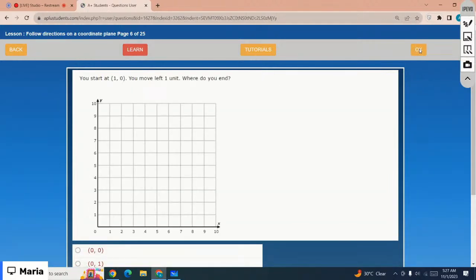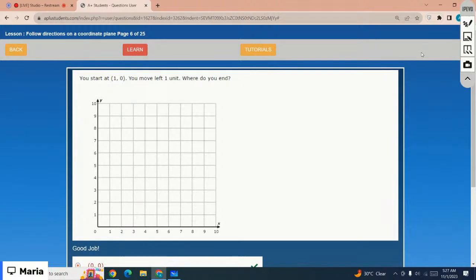Okay, you start at (1, 0), you move left 1. Where do you end? You end up at (0, 0). The correct option is (0, 0).